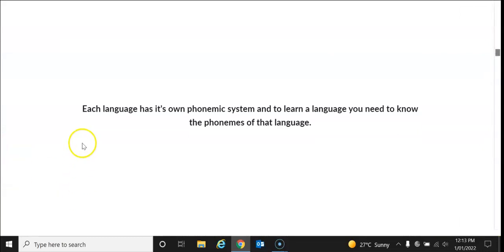Each language has its own phonetic system. And to learn a language, you need to know the phonemes of that language.